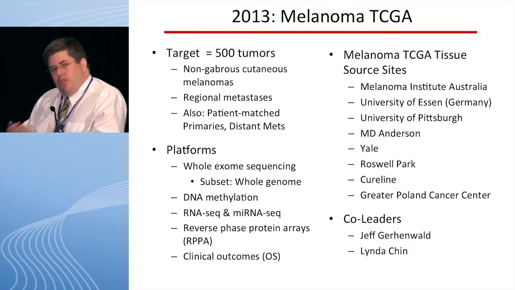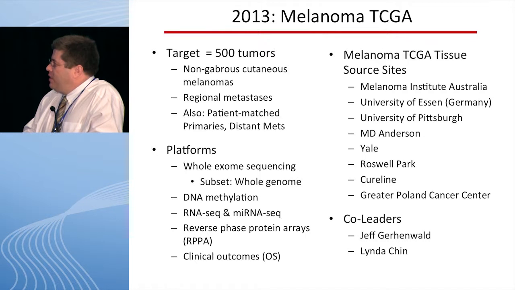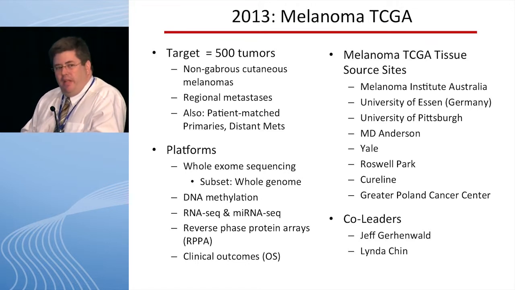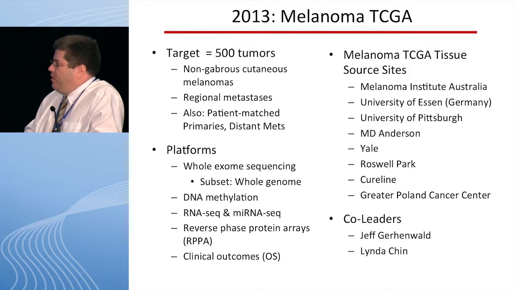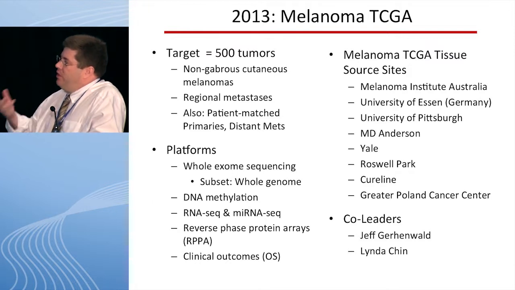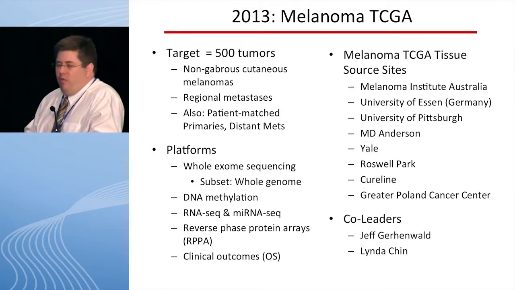Now, a third study, which is still in progress, is the melanoma TCGA effort, which overall is aiming to do molecular profiling on 500 melanomas. The goal is specifically for this to be done on cutaneous melanomas and not on other subtypes, and due to the amount of material that was needed, the goal was to focus primarily on regional metastases, either lymph node metastases or subcutaneous tumors. However, there was also allowed the possibility of including primary tumors from the same patients as well as distant metastases from the same patients.